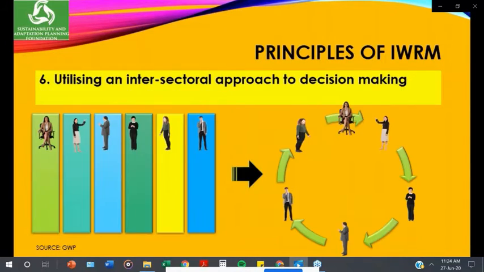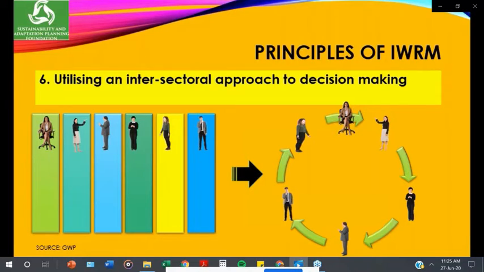Now, the next principle is that there is a need to use the intersectoral approach to decision making. What happens in our cities is that we have different departments who work in silos, and they don't really interact with each other. So firstly, this calls for all the departments to work together in a joint and participatory manner for better decision making.